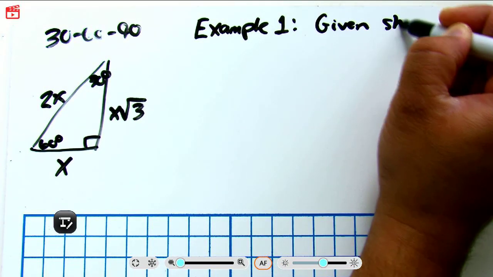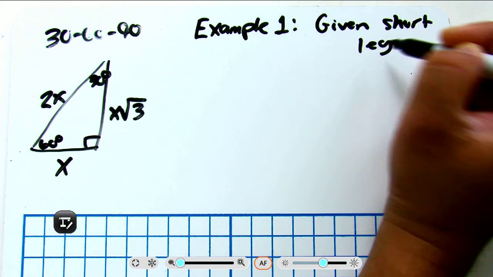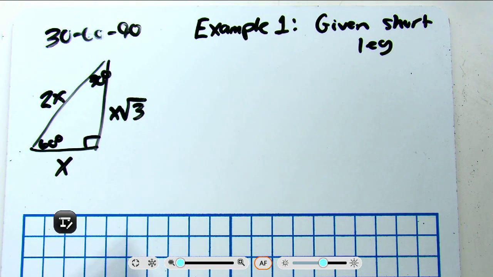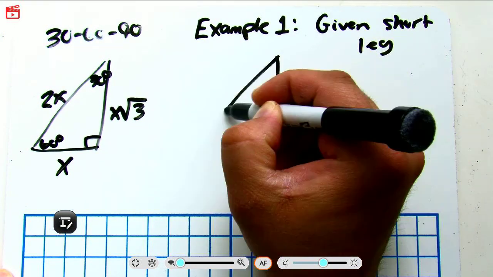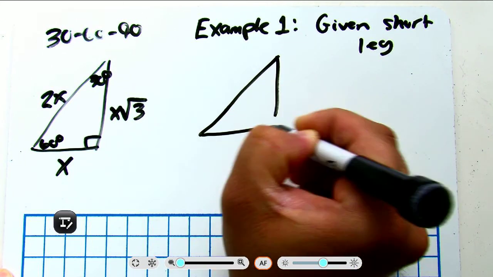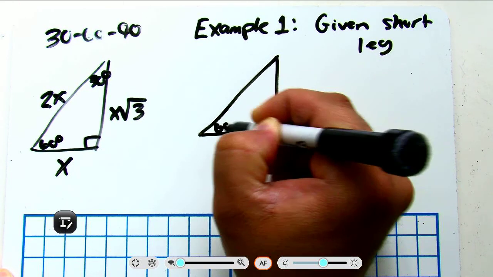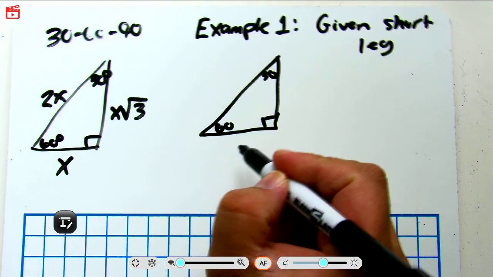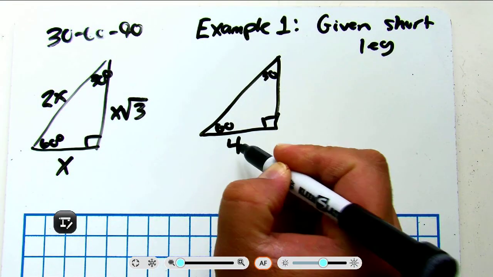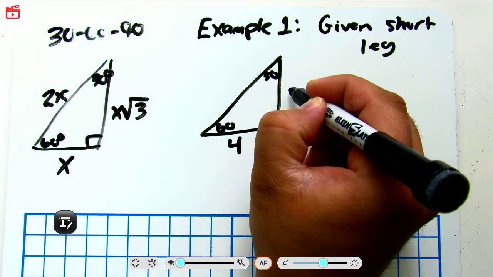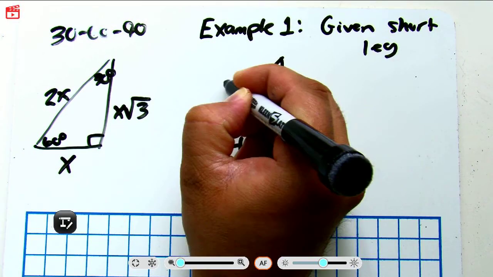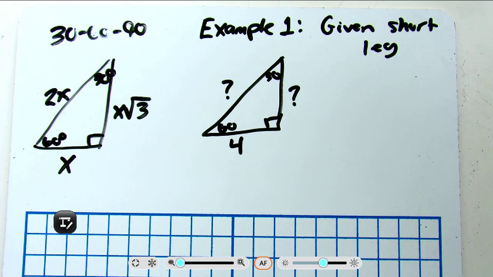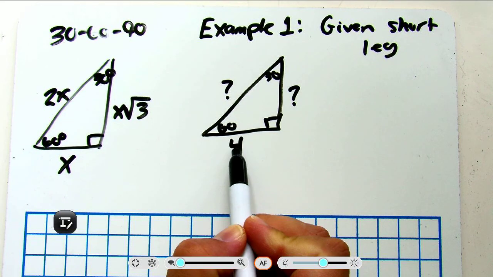So if I have a right triangle, so again this is 60, 90, and 30, and I know the short leg is 4. How do I find the long leg and how do I find the hypotenuse? So because the short leg is 4 in this triangle and the short leg is x in the formula, I could say x equals 4.